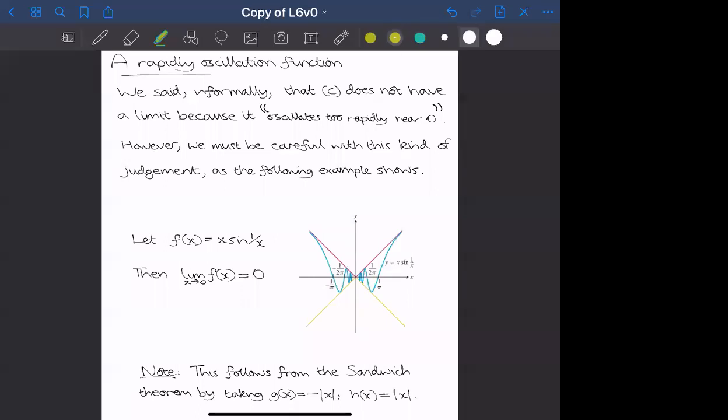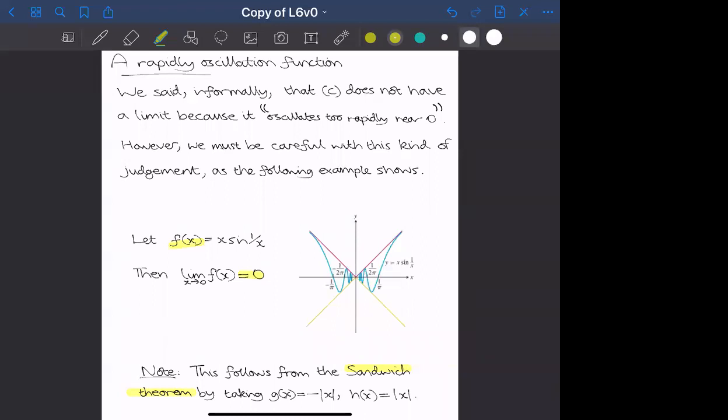Let's take this example, f of x. It's sine 1 over x, but times x. So it's oscillating rapidly, but as we get towards 0, the oscillations are getting very small. So actually, then the limit is equal to 0. So how to prove that? Well, we can prove it using the sandwich theorem.